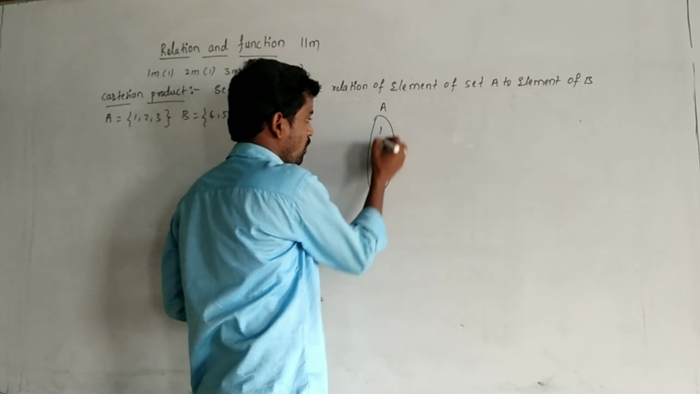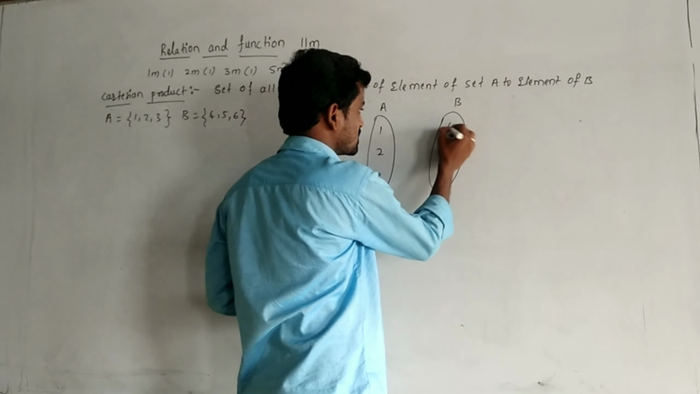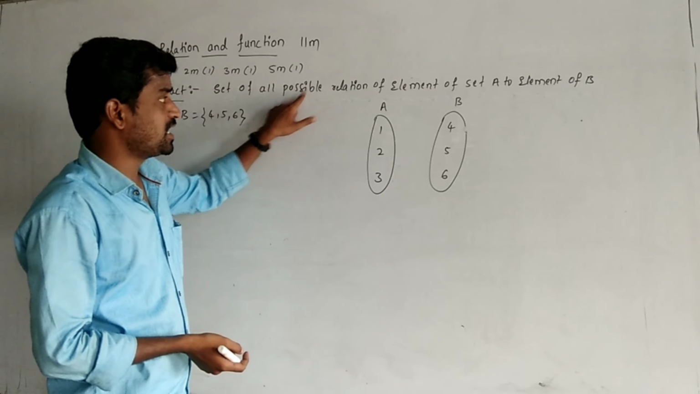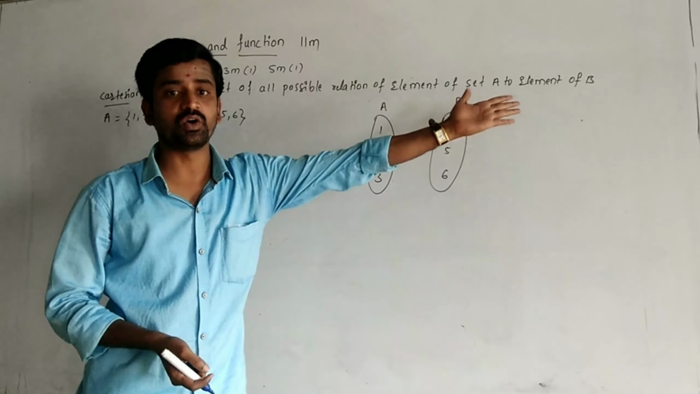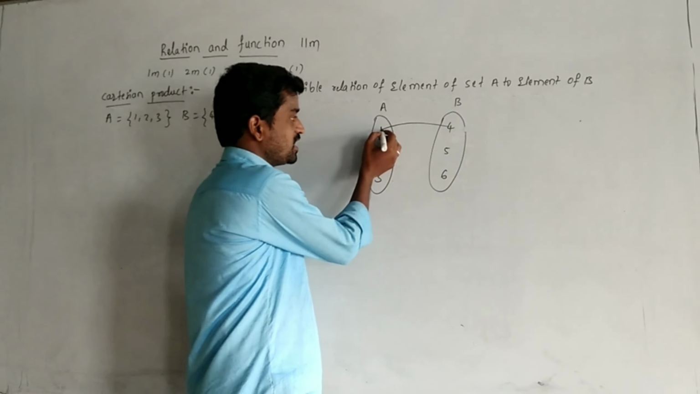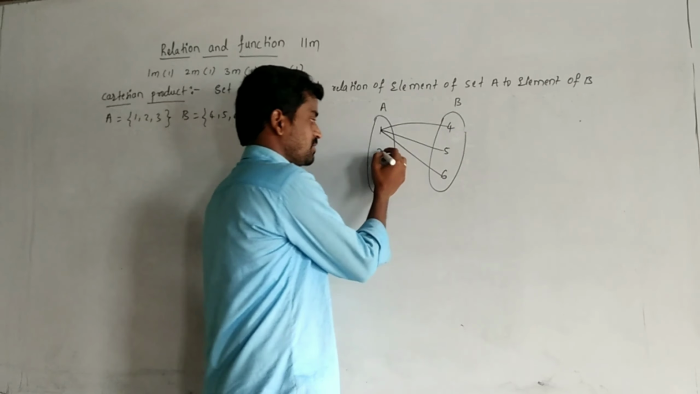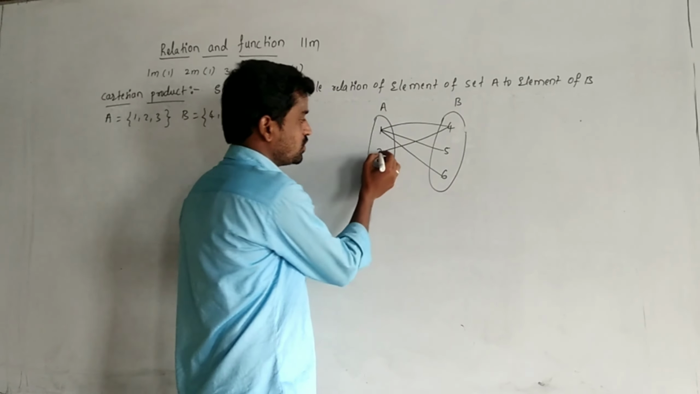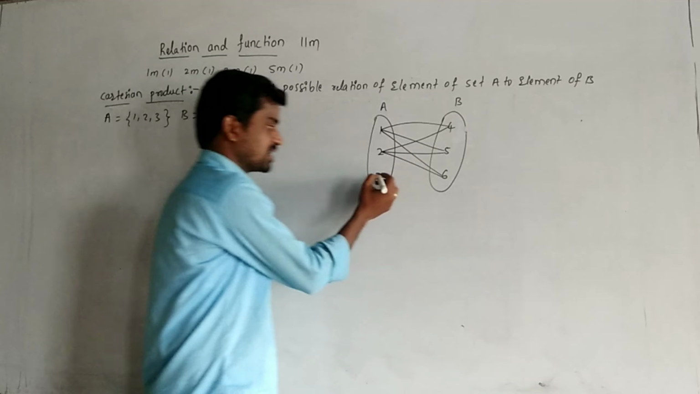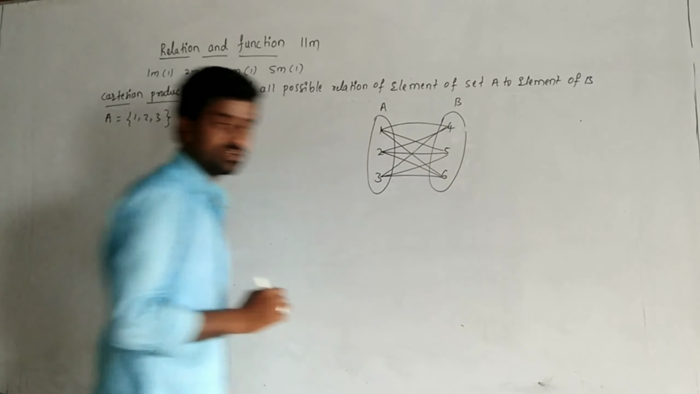Set A elements are 1, 2, 3. Set B elements are 4, 5, 6. All possible relation of element set A to element set B. Here 1 is related to 4, 1 is related to 5, 1 is related to 6. Same, 2 is related to 4, 2 is related to 5, 2 is related to 6. Then similar, 3 is related to 4, 3 is related to 5, 3 is related to 6.